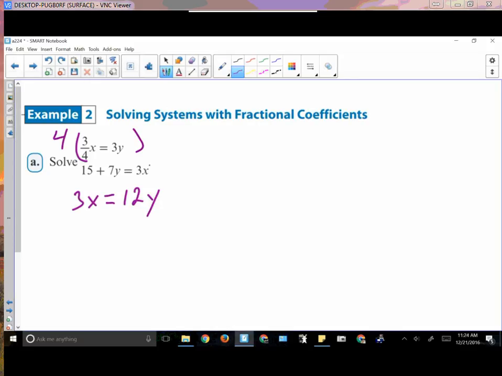So now, is it in the way I want it? No, it's not. This equation has to get moved around. So that means I would end up having negative 3x plus 7y is equal to negative 15. Does that make sense? I wanted the 3x on this side, so I just subtracted it. That's why it's negative. I wanted the 15 on the other side, so I made it negative, subtracted it.